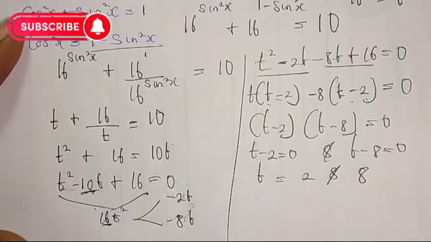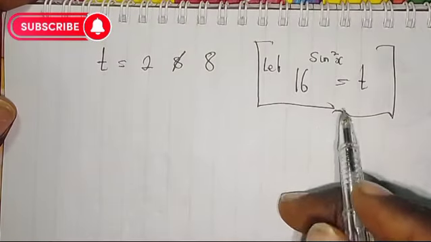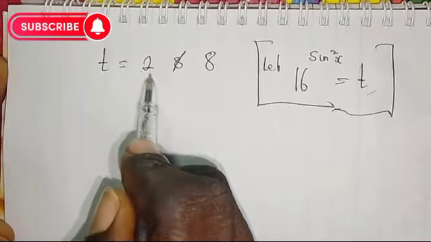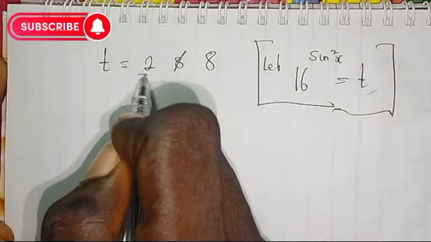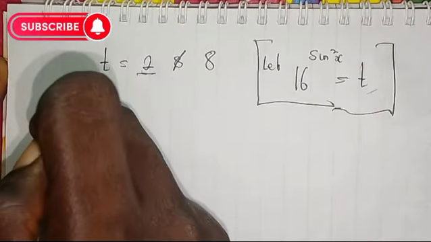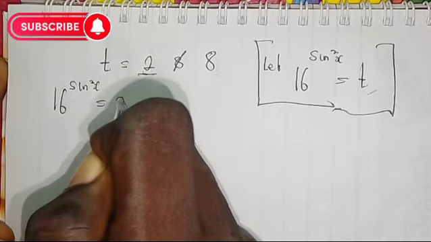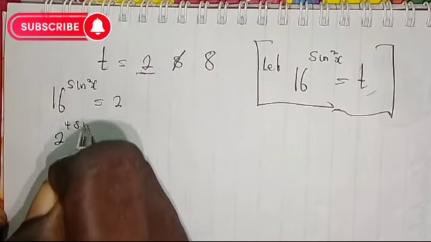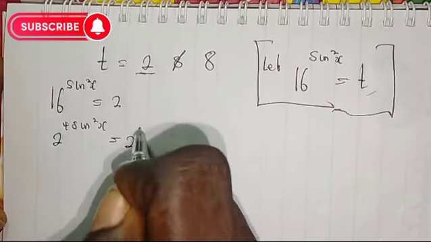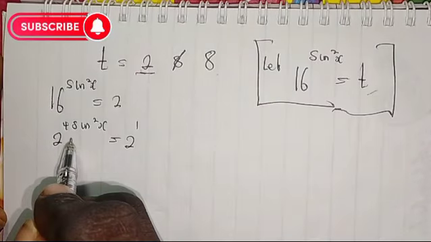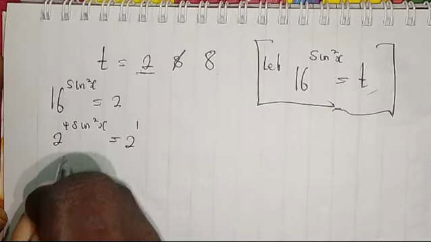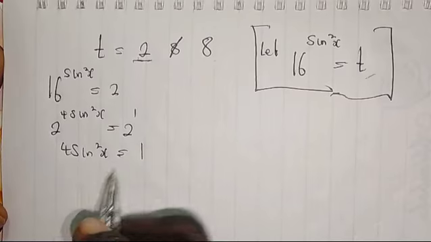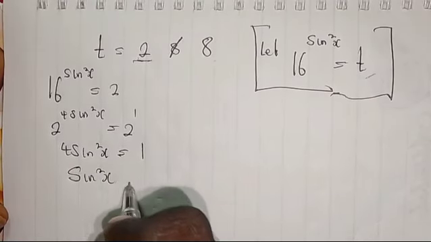Now, let me go to the next page. The other time I said let t be equals to 16 raised to the power sine square x, right? And we have gotten two values for t. Now, let's start with 2 first. So we have 16 raised to the power sine square x to be equals to 2. When you equate the base, we have 2 raised to the power of 4 sine square x is equals to 2, which is 2 raised to the power of 1. When you cancel out the base, since the bases are equal, the powers also will be equal, right? So we have 4 sine square x to be equals to 1. Dividing both sides by 4, we have sine square x to be equals to 1 over 4.